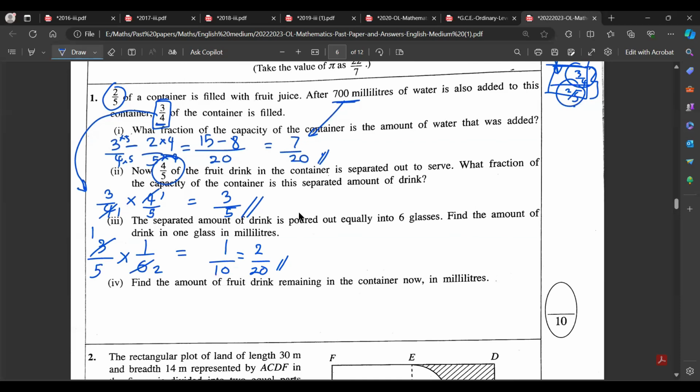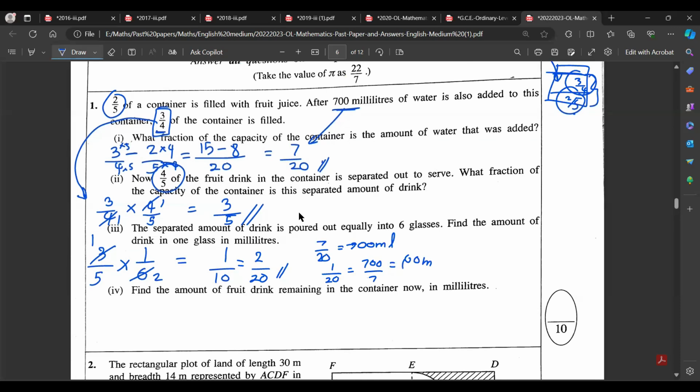You know 7 over 20 is 700. In the beginning you know this one, 7 over 20 is 700. So 7 parts equal 700. What is 1 part equal to? 700 divided by 7. It is 100 milliliters. 1 part is equal to 100 milliliters. So the glass part is 2 parts, 2 out of 20.